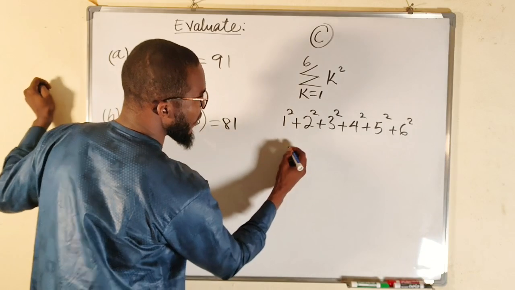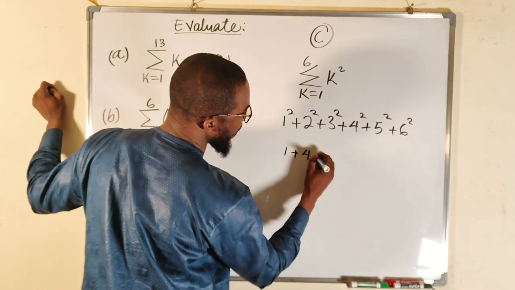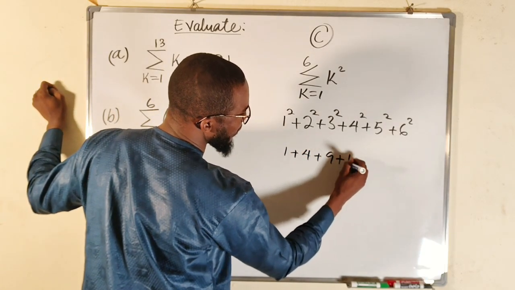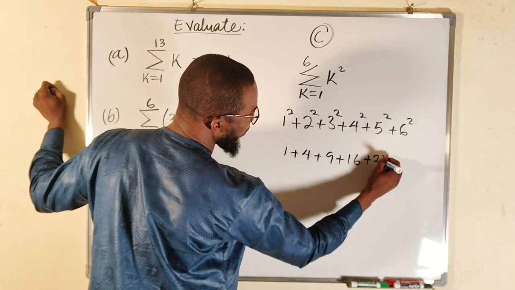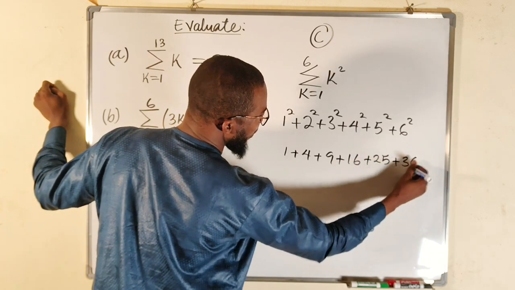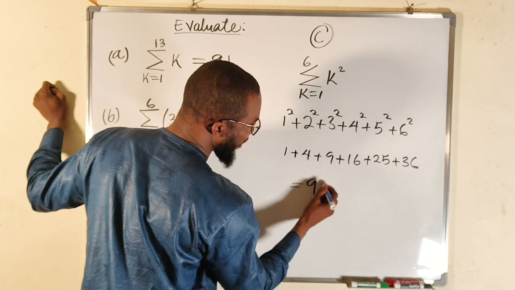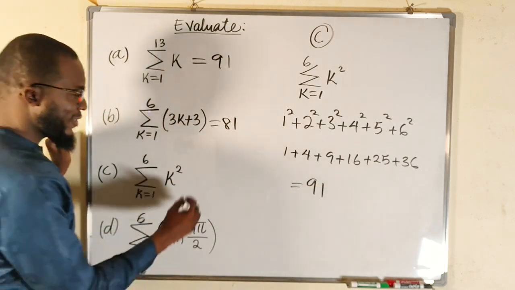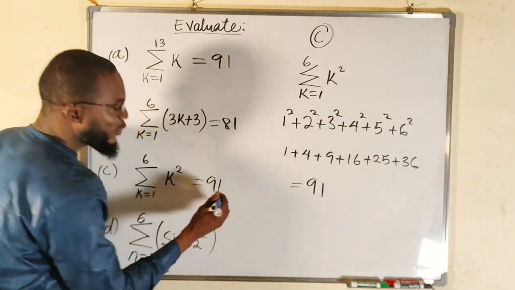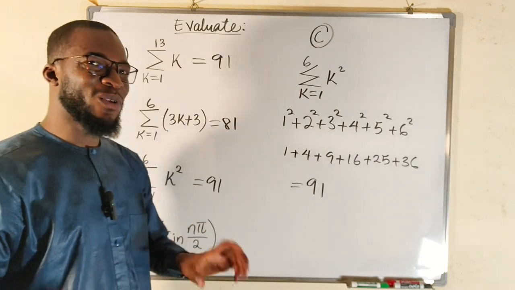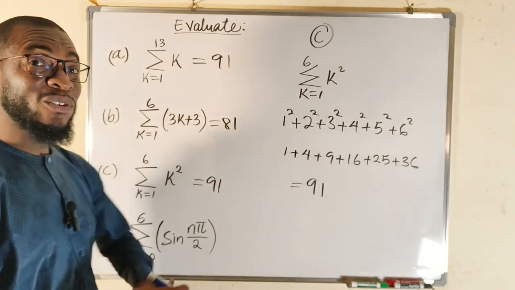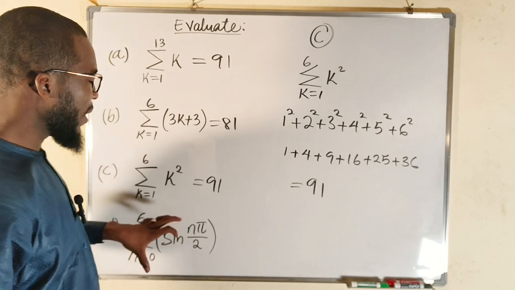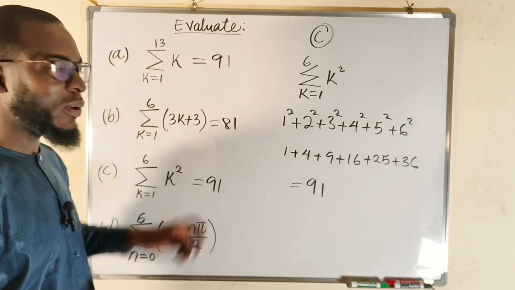That's what it means. So this is 1 plus 4 plus 9 plus 16 plus 25 plus 36. All of these are perfect square numbers. And if you add all of this together, you get 91 as well. So this is equal to 91. I told you subsequently we are going to be dealing with these problems using formulas. They all have particular formulas used to evaluate them.